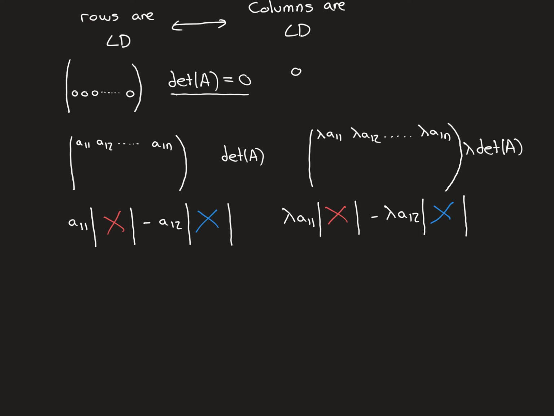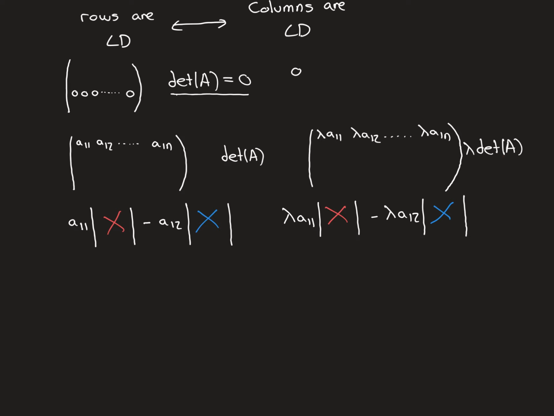That same argument is going to hold true no matter which row it was. So if it had been a row down here that you'd multiply through by a constant, it would still hold true by this Laplace expansion argument that the determinant will come out as just lambda times the original determinant. And the same would hold true if we took a column.